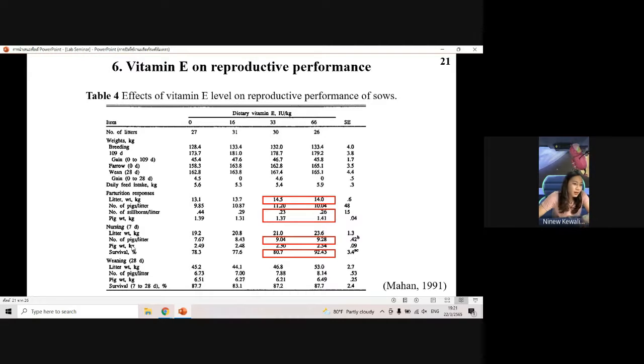But for piglets at 7 days of age, we can see here that the 33 and 66 groups are higher than the control group and the 16 group. And for the survival rate, both 33 and 66 are higher than the control and 16 groups.